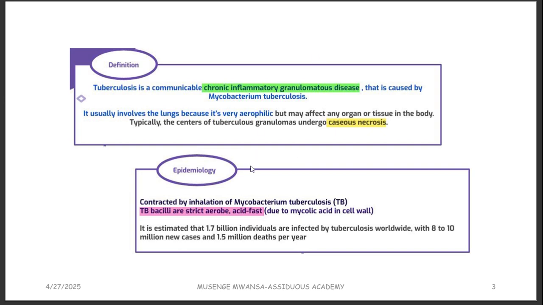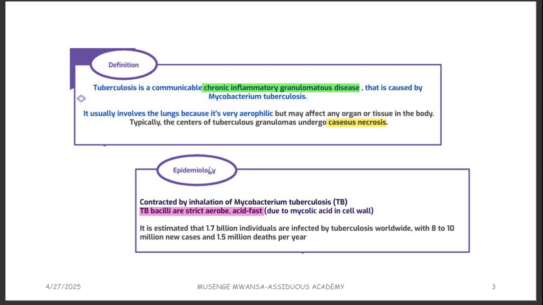One thing you need to know is that there are some other conditions that present like TB, for example sarcoidosis. But the difference is that the granuloma caused by TB is caseating, so there is caseous necrosis. For sarcoidosis, even when the features are the same as TB, the only difference is that the granuloma is non-caseating. So it's important for you to know that.